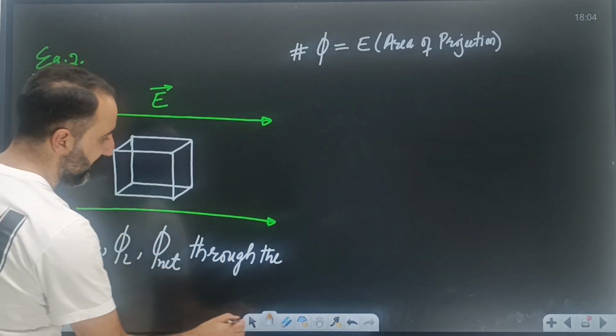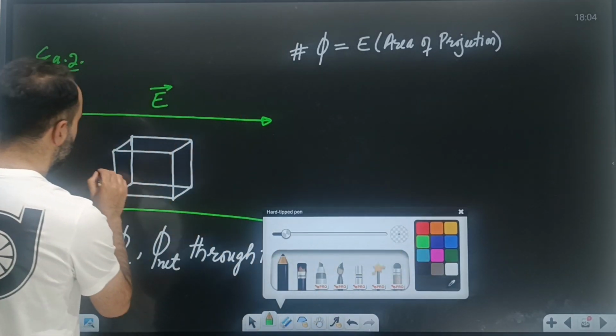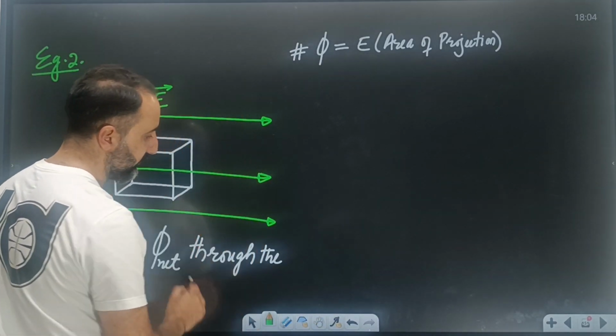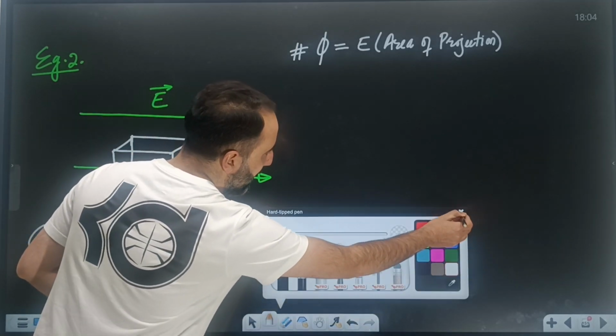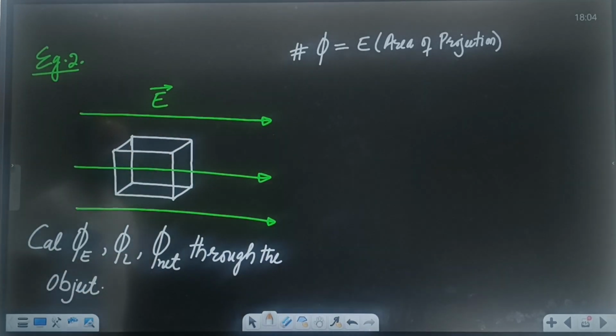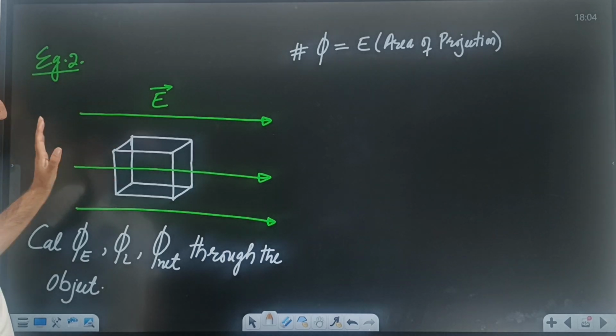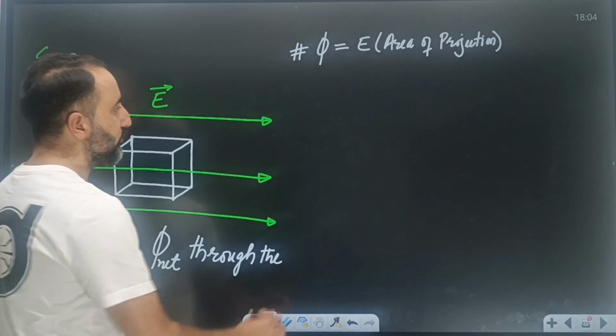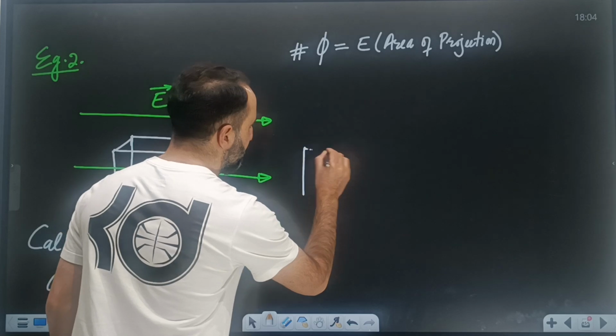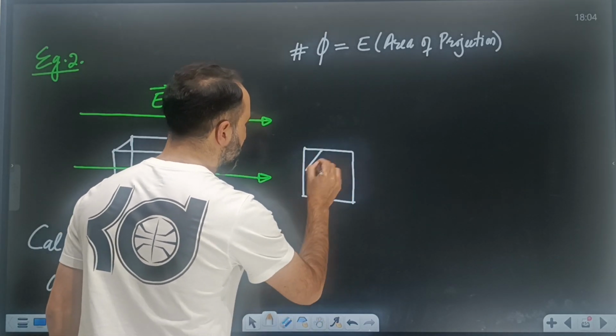So these are electric field lines. This is another electric field line, passing through this. Now what do you have to calculate? We will have to calculate the flux. If you switch on a light from here, what will be the shadow of this? Its projection will be something like this. This will be the projection.